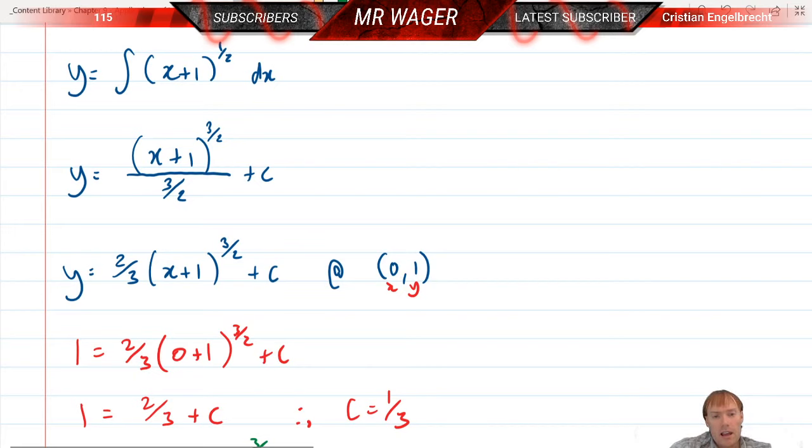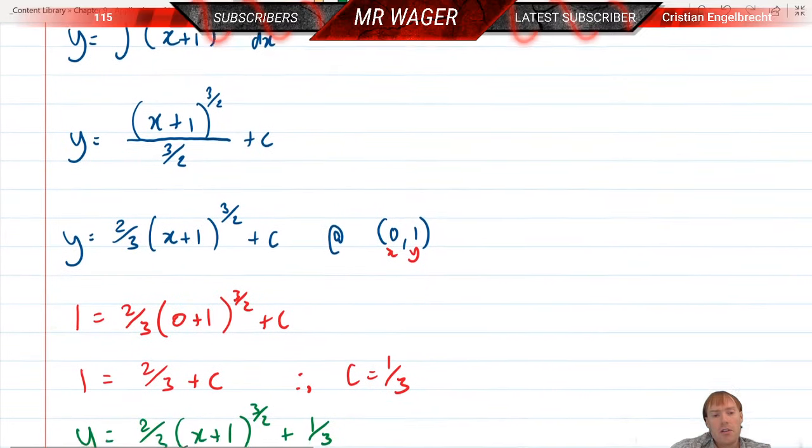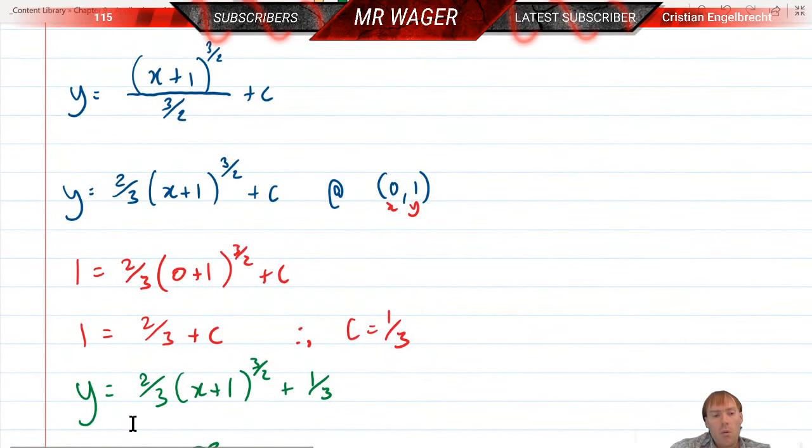And all of this has to equal 1 because that's the y value in the coordinate. So therefore, when we solve this equation, we get C equals 1/3. So when you're answering these questions, it's really important not to just stop at this point, but to actually say what that original function is. So you need to say y equals and write it all out like that. So 2/3 of x plus 1 to the power 3/2 plus 1/3.